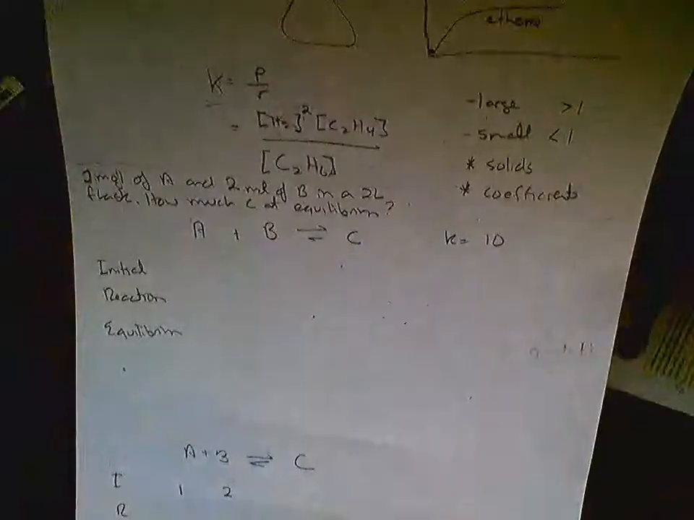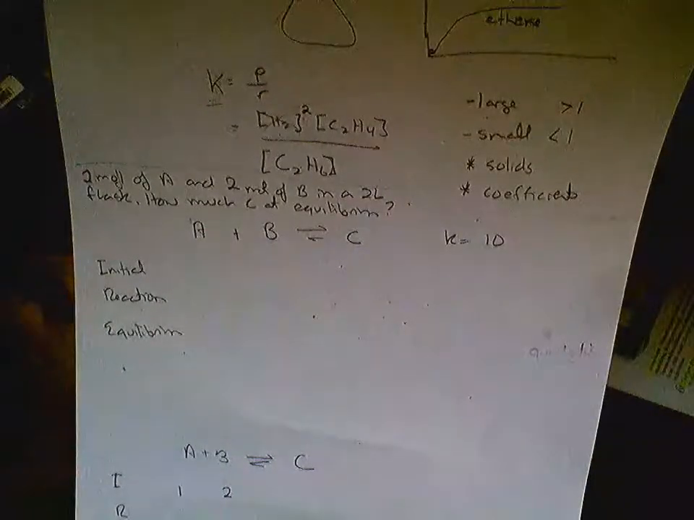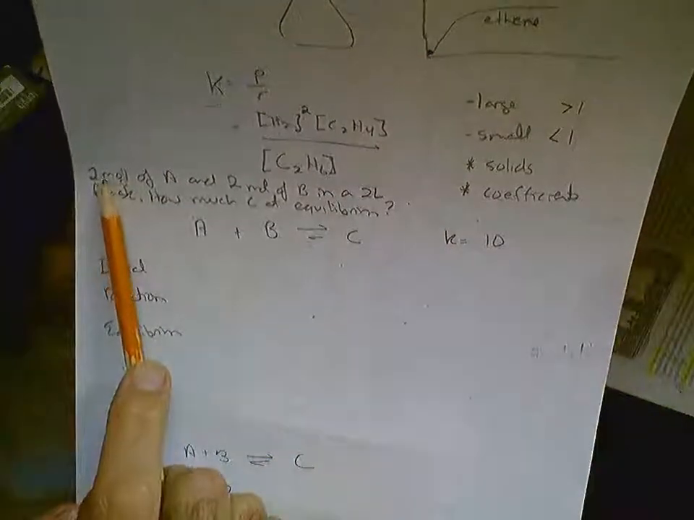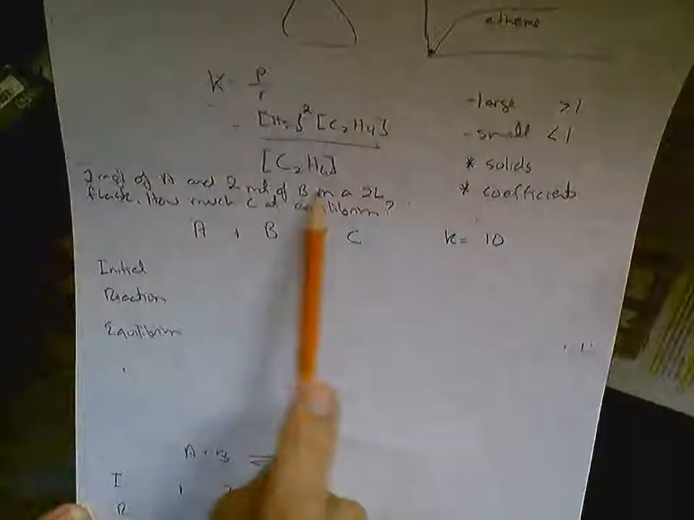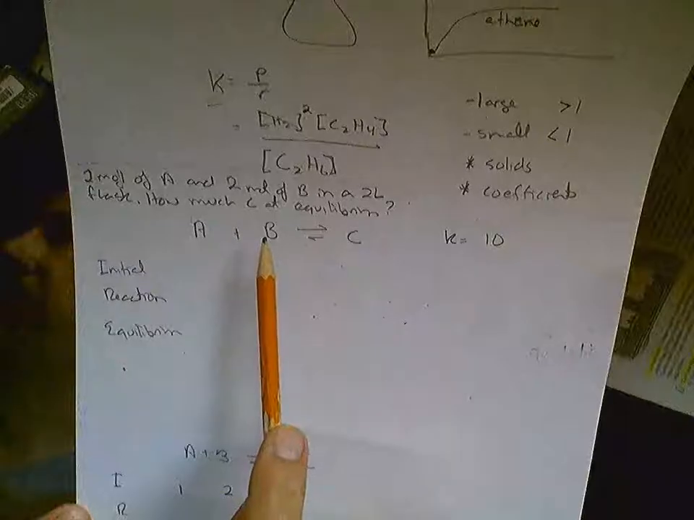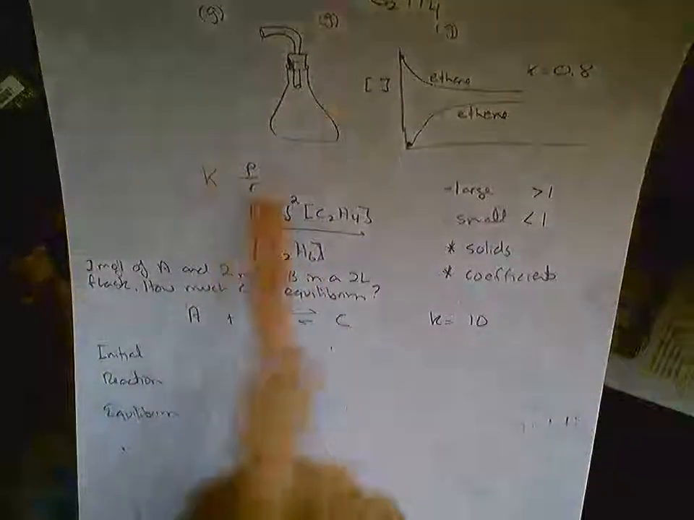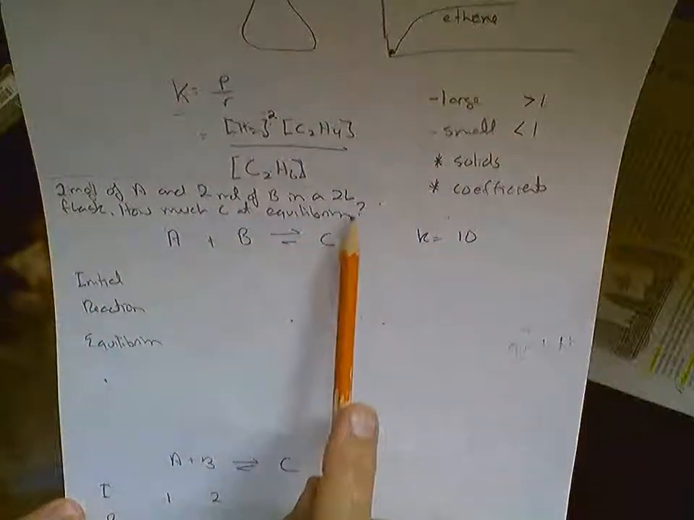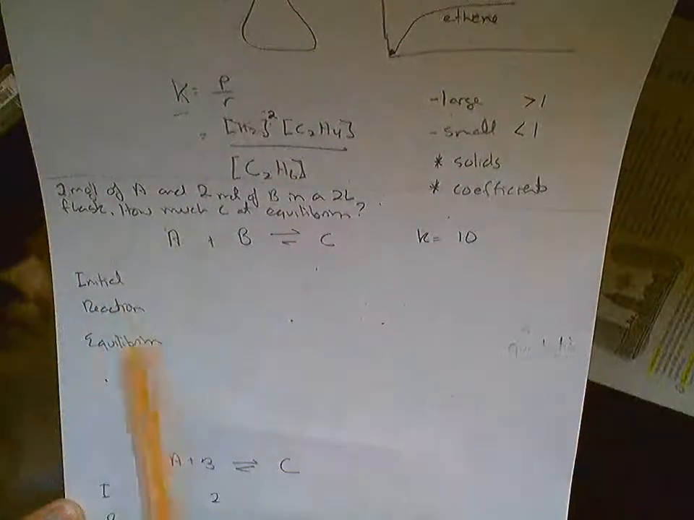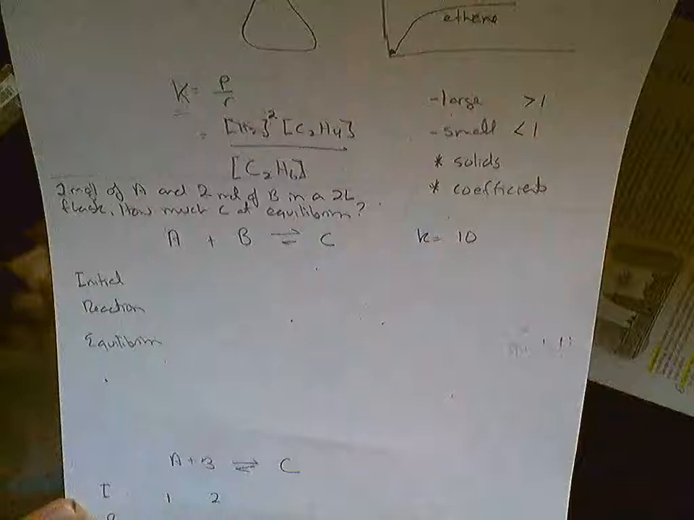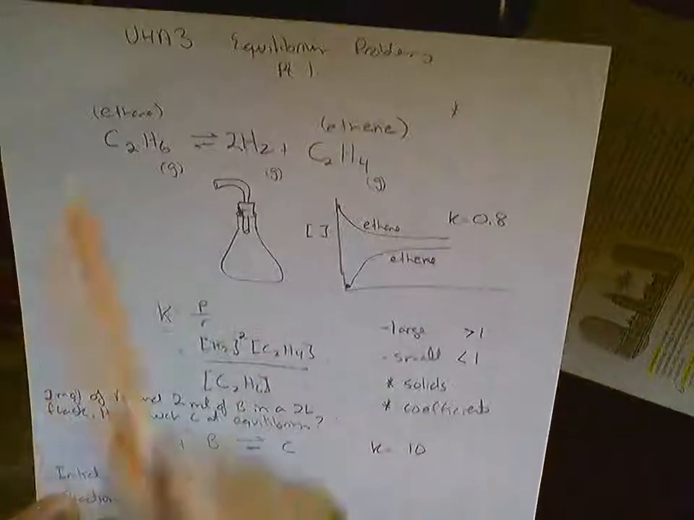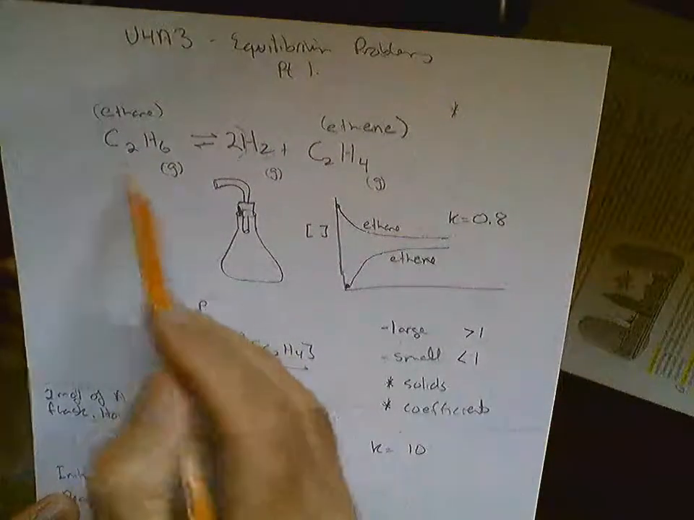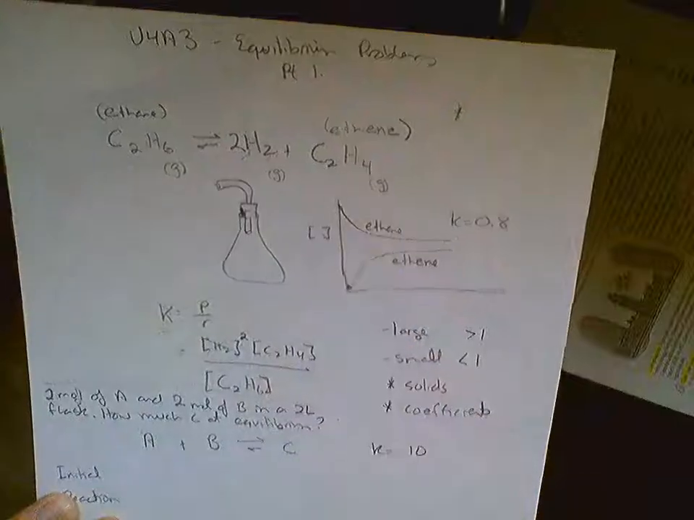Let's jump in the deep end. We're going to try 2 questions and see how it goes. Let's say we have 2 moles of A and 2 moles of B in a flask to begin with. Remember, this is what our situation looks like right there. We're going to put 2 moles of A and 2 moles of B in a 2-liter flask. How much C would we have at equilibrium? So what we're asking here is something similar to this: we put ethane in a flask, how much ethene would we make?